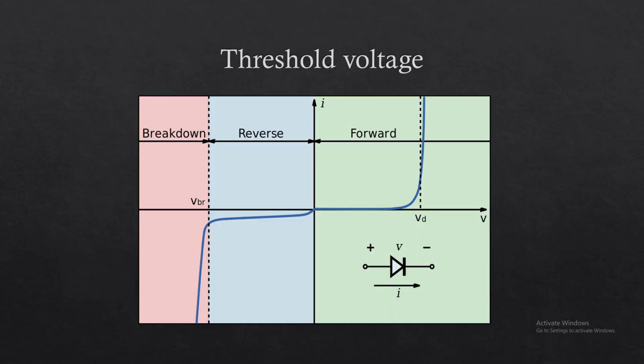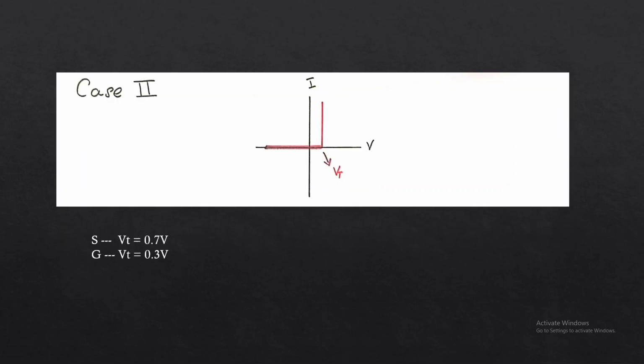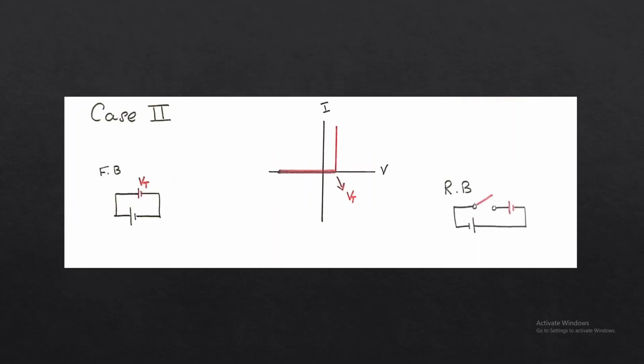But if you see the actual graph, there's a time delay, or you can say some potential is required. After that, it can start flowing current, which is known as the threshold voltage or knee voltage. So in case 2, we are going to identify this threshold voltage. If we are using a silicon-based semiconductor diode, then the threshold voltage will be 0.7 volts, and for germanium it will be 0.3 volts. So the circuit diagram will look something like this.